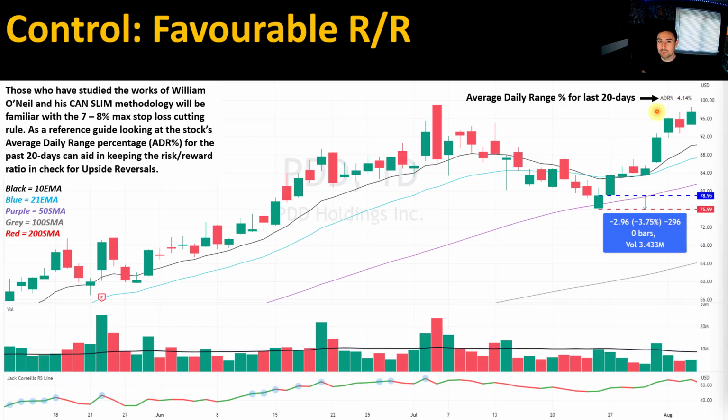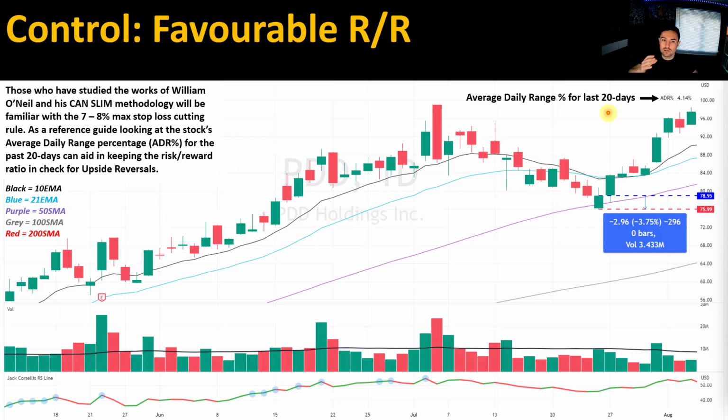Then we go here and we look at the ADR percentage. Search ADR percentage on the likes of TradingView. You will find it. You can get it in the likes of TC2000 as well. So the ADR percentage here for the stock, let's imagine at this moment in time, is 4.14%. What on earth does that mean? It means the average daily percentage move for the stock over the last 20 days is 4.14%.